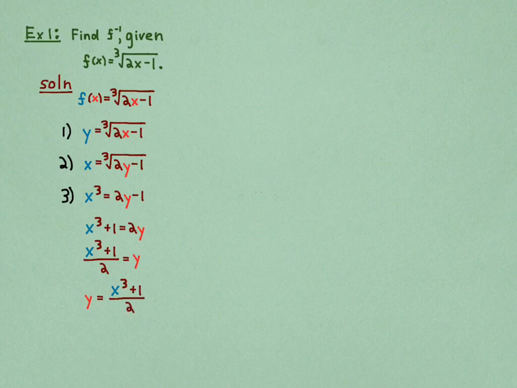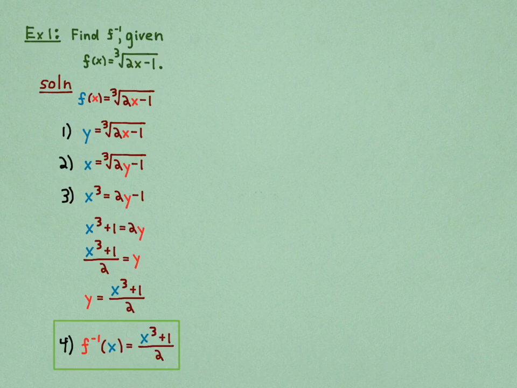And here I just recopied the same thing because I like the y on the left. Most people do. And then I replace the y with f inverse of x. So you get f inverse of x equals x cubed plus 1 over 2. If this seems like a lot, you need to do several examples until it really doesn't seem like much, until it gets easy for you, okay? Let's do another example.